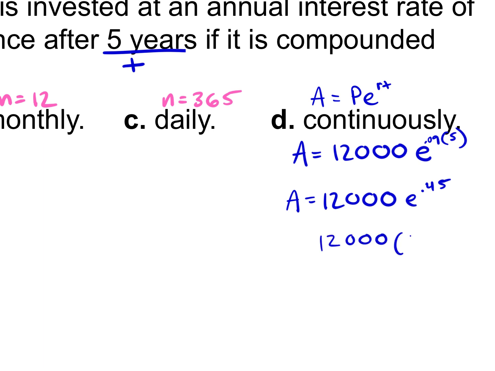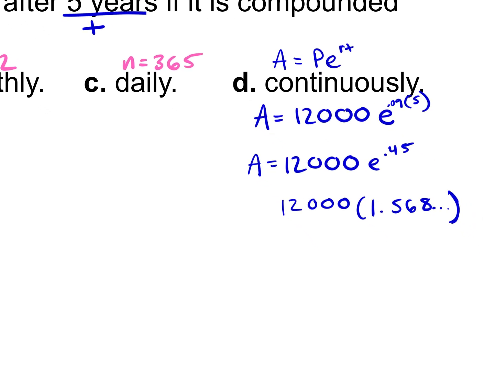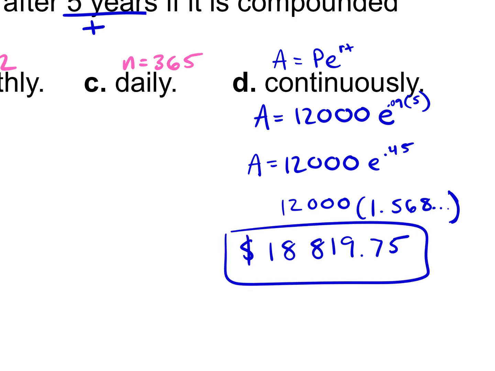should be 1.568. It keeps going. Keep all of the decimal places in your calculator. Then we just multiply that times 12,000. So we get 18,819.746. So we'll round it to 0.75. So again, it's money, 2 decimal places, and a dollar sign.